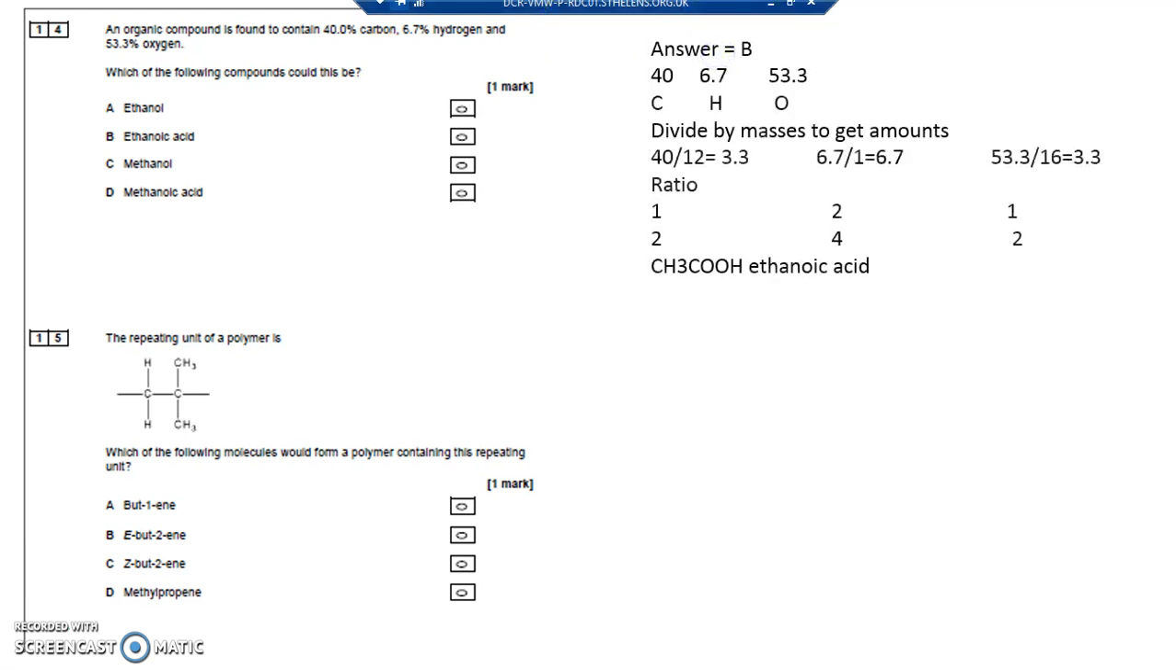So if I take 40 divided by 12, 3.3, 6.7 divided by 1, 6.7, 53.3 divided by 16, so these are the amounts divided by the relative atomic mass of each of them. Then I've got a ratio of 3.3 to 6.7 to 3.3. If I divide by the smallest, which is 3.3, I get a ratio of 1 to 2 to 1.